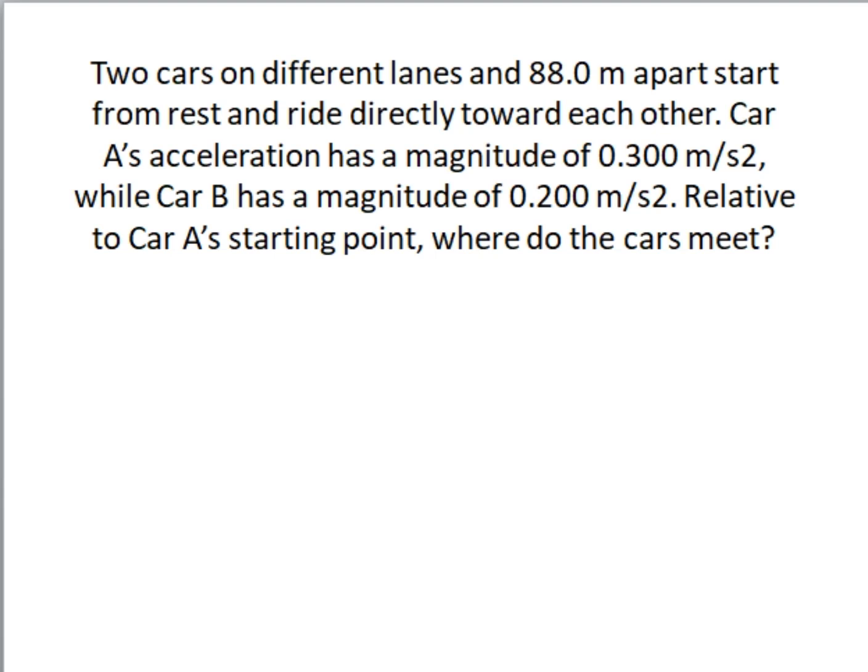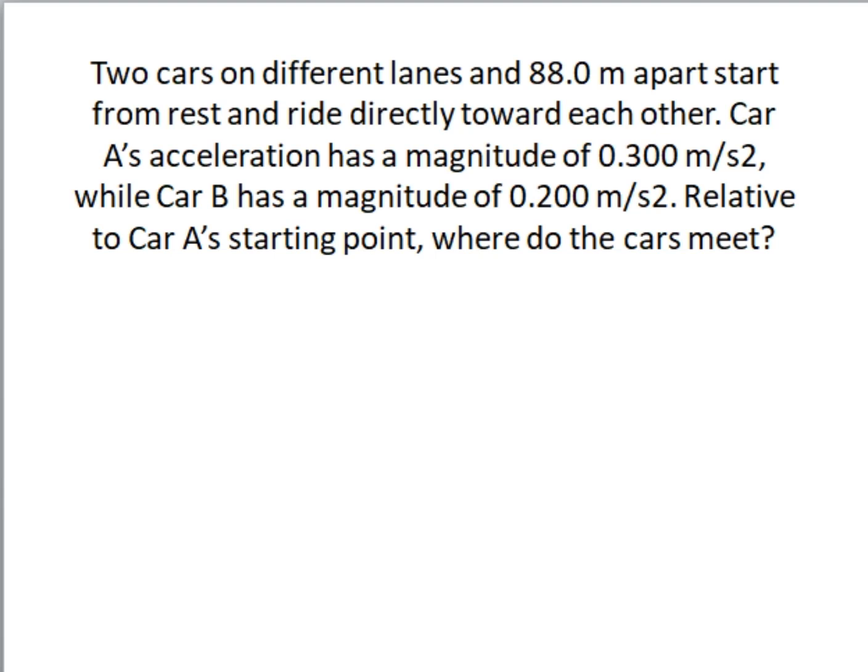Two cars on different lanes and 88.0 meters apart start from rest and ride directly toward each other. Car A's acceleration has a magnitude of 0.300 meters per second squared, while Car B has a magnitude of 0.200 meter per second squared. Relative to Car A's starting point, where do the cars meet?